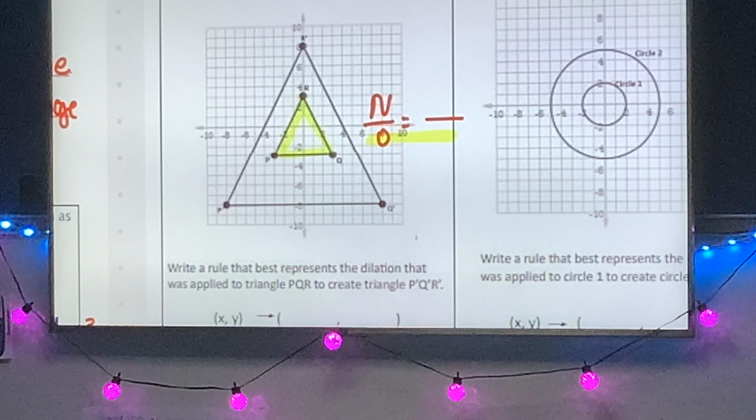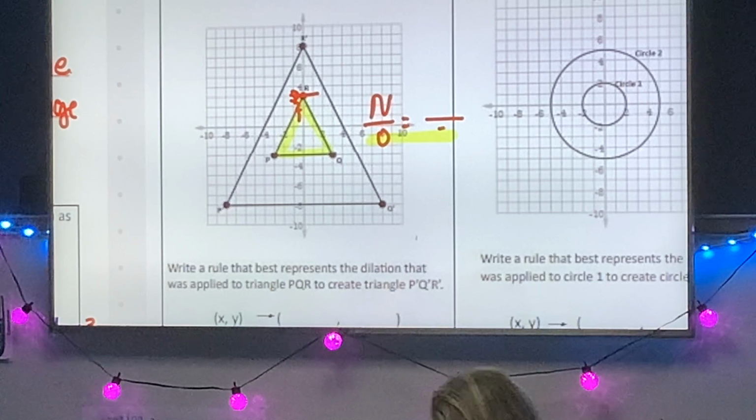So I would pick R. So I would go to R. And where is it sitting on my original? If you need to, you can number. Where's it sitting on my original? 3. That goes on bottom.